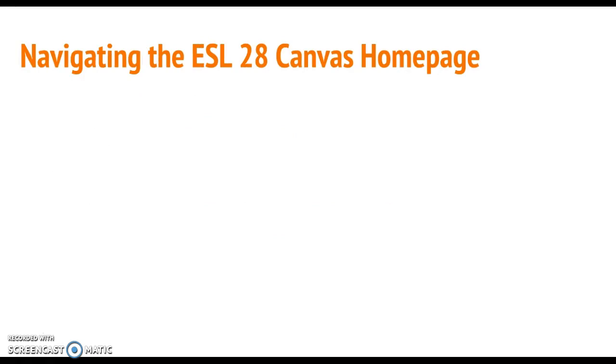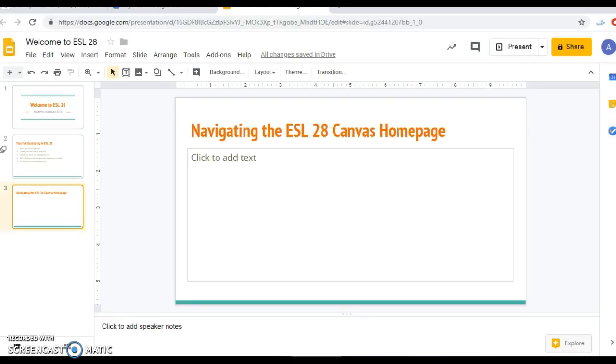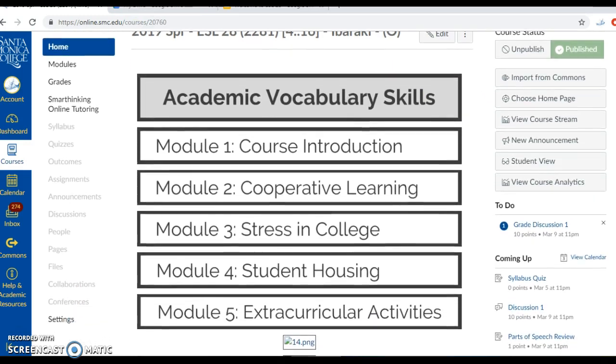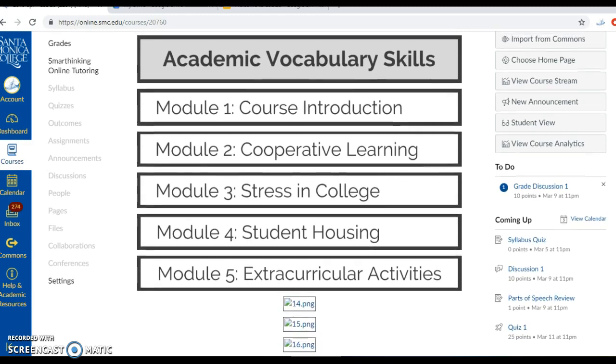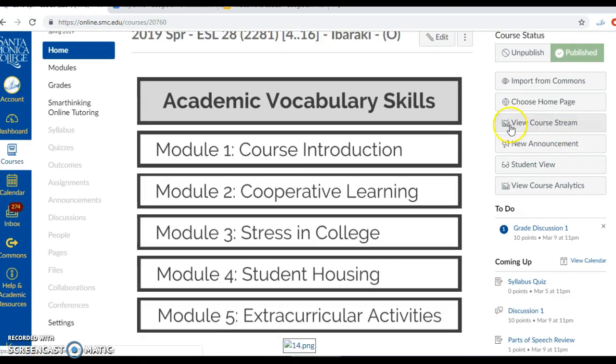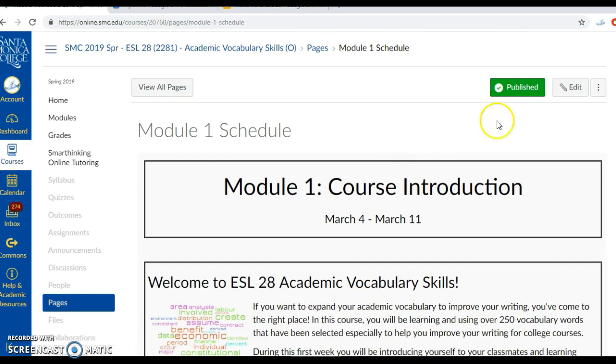And just to help you navigate through the ESL 28 Canvas homepage, I'm going to show you what our homepage looks like. So this is the homepage for ESL 28. You have modules for each of the weeks that we have in class. So for example, we'll start on Module 1, course introduction.